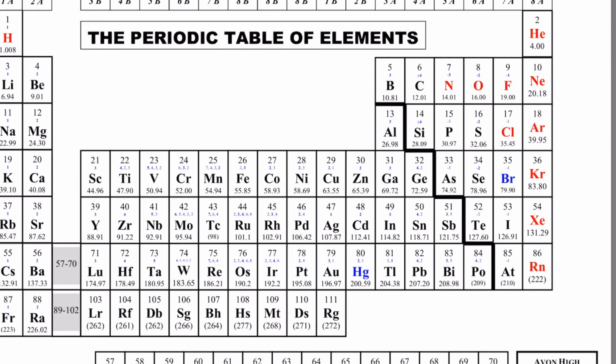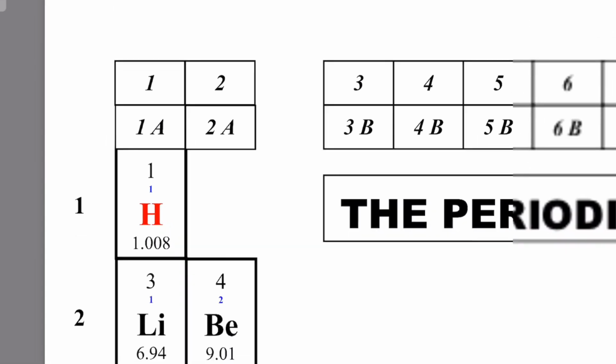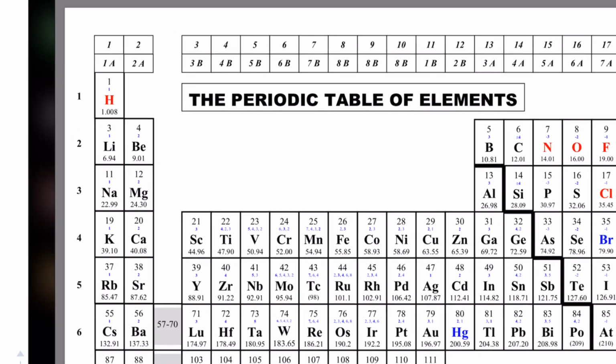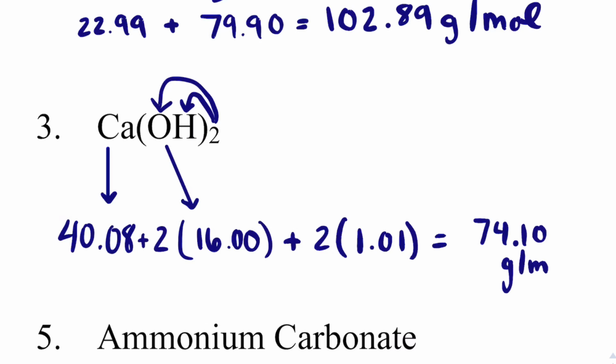So if I find hydrogen here, that's element number 1, instead of it being 1.008, I'm going to call it 1.01. That way, hydrogen goes out to the hundredths, and my life is made a lot easier. So I'm going to make this 2 times 1.01, and when I add those together, I'm going to get 74.10 grams per mole.